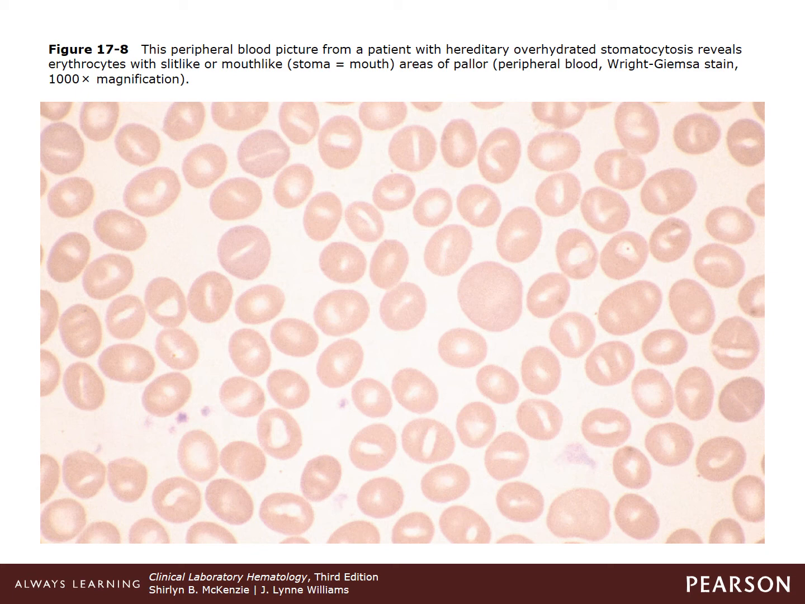In dehydrated stomatocytosis, you'll see target cells, red cells with hemoglobin puddled at the periphery. You might have a slight increase in MCV or MCHC and decreased osmotic fragility. Now for therapy, splenectomy is not needed.